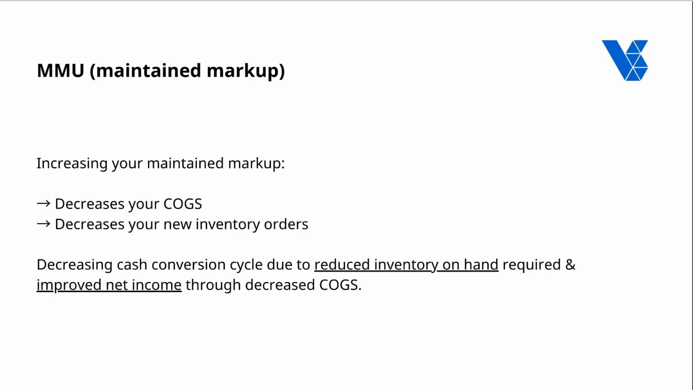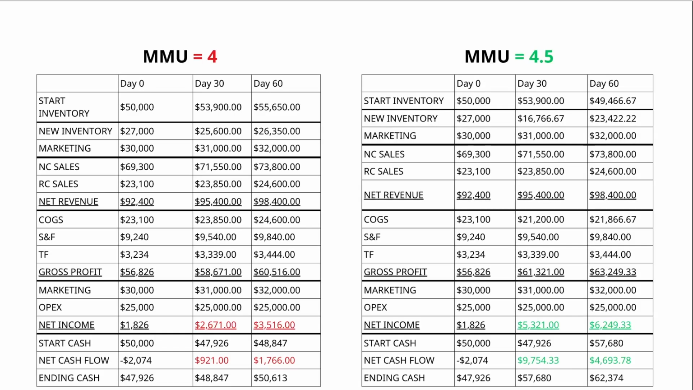Increasing your maintained markup decreases your COGS, and it decreases your new inventory orders, as you don't need to have as much stock on hand to facilitate the same revenue level. So you end up decreasing your cash conversion cycle due to reduced inventory on hand required and an improved net income position through decreased COGS. And so we see this play out across a 60-day period. An MMU increase from 4 to 4.5. Now, this is simply the difference between slight negotiations with suppliers and a slight increase in pricing on site would result in this kind of change.